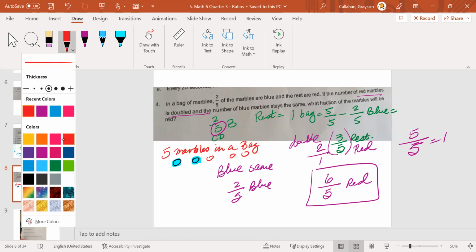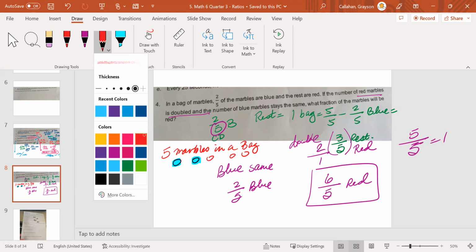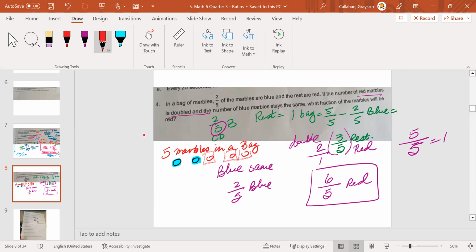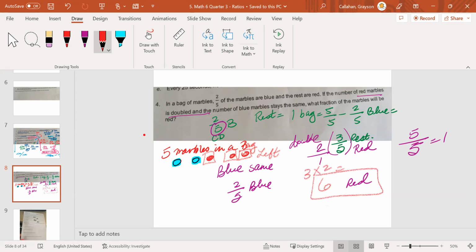How many marbles are left? 1, 2, 3. These are the left ones, right? What color are those? Red. So 3 out of 5, or 3/5, are red. Do you see that? 3 of them are red. If you're doubling the red, what is double 3? 6, right? Because 3 times 2 equals 6. 6 marbles are red.